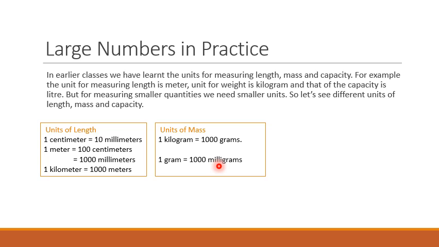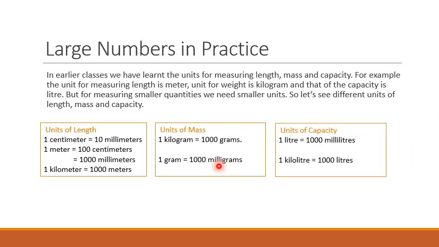Now what are the units of capacity? Capacity, or we can say volume. So the units of capacity are liter or milliliter. 1 liter is equal to 1000 milliliters and 1 kiloliter is equal to 1000 liters. So these all are the conversions of various units of length, mass, and capacity, which we are going to use in the word problems related to large numbers.